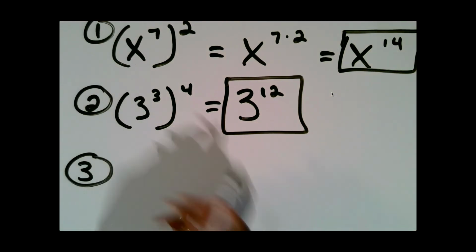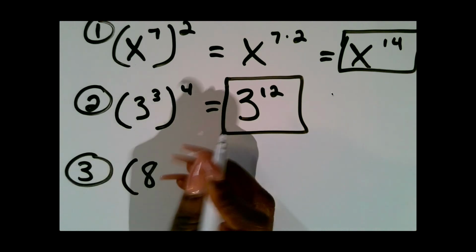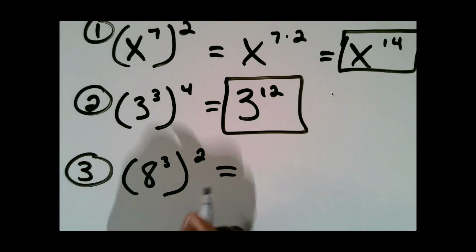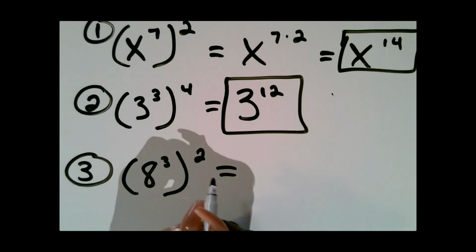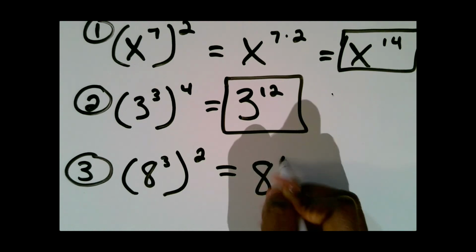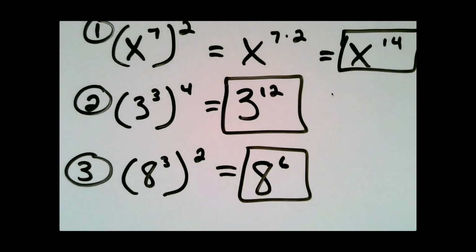Number 3, example number 3, let's say we have 8 to the power of 3 raised to the power of 2. Again, we're going to multiply those exponents when an exponent is raised to another exponent. So this gives us 8 to the power of 6, and that can also be simplified as well.